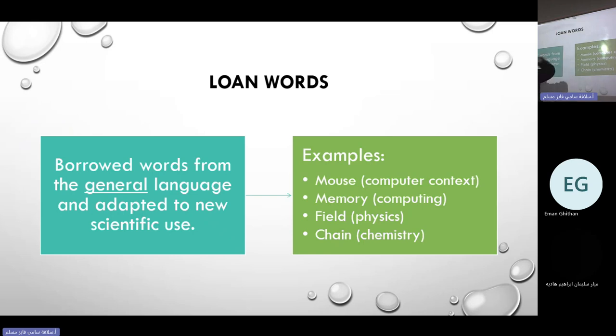Okay? Malak, read the example. Mouse, computer context. Mouse is borrowed and used in the IT or computer context. Memory, computing. It's the same in the computing world, computer. Physics. Field is used in physics. Chain, in chemistry, okay? So you use chain in this field, you use field in this field, you use memory in this field, and you use mouse in this field. So these are loan words, borrowed from the general language, okay?